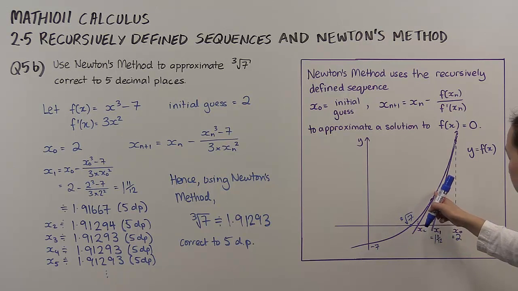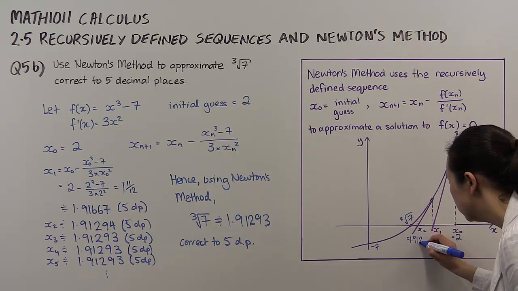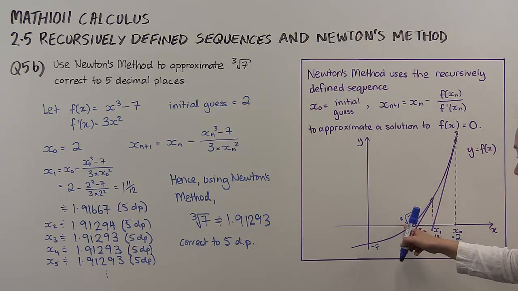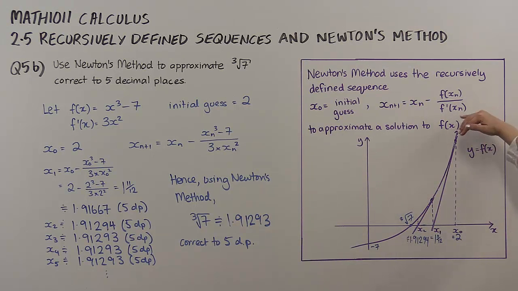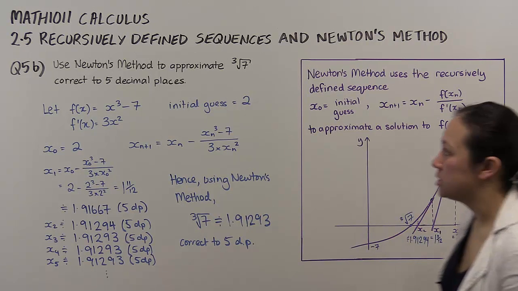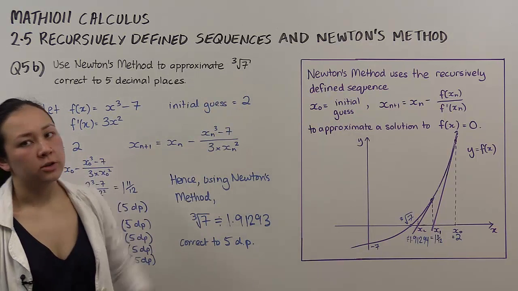And it's this formula that's giving us that next term in the sequence. If I put that into the formula, I'll get x2, and that was giving us 1.91294 as the next closest thing towards the cube root of 7, right? So what this sequence is doing is it's finding where the tangents intersect the x-axis, and it's getting closer and closer to this 0 there. Okay, so that's using Newton's method to approximate the cube root of 7.